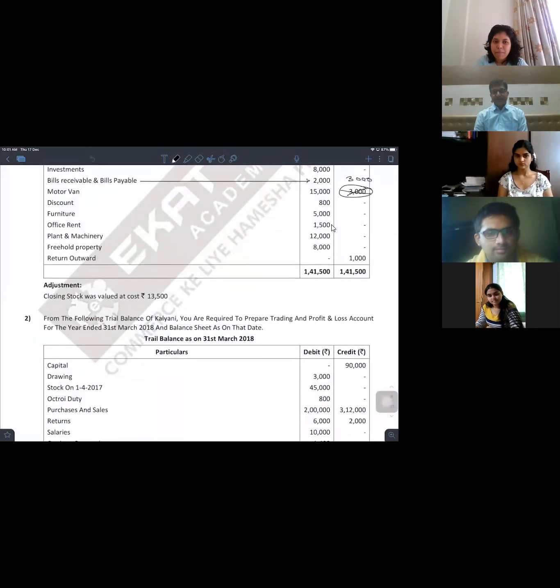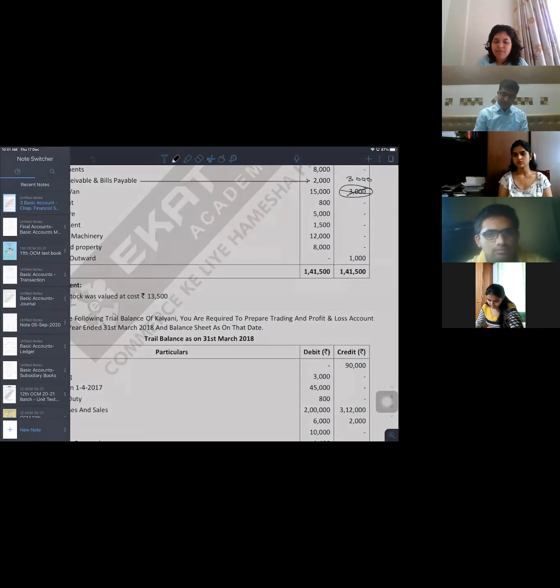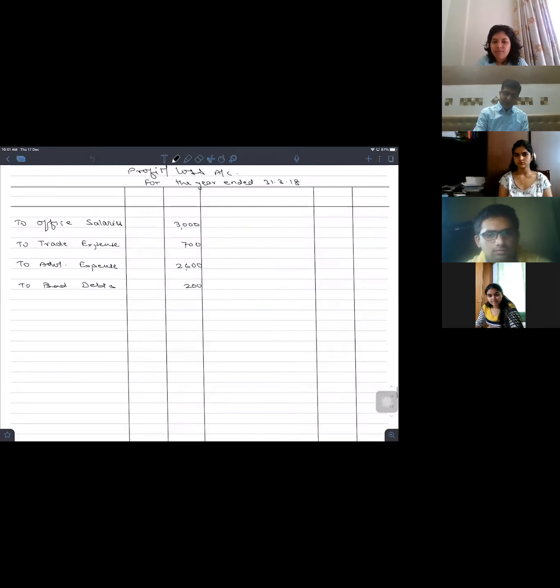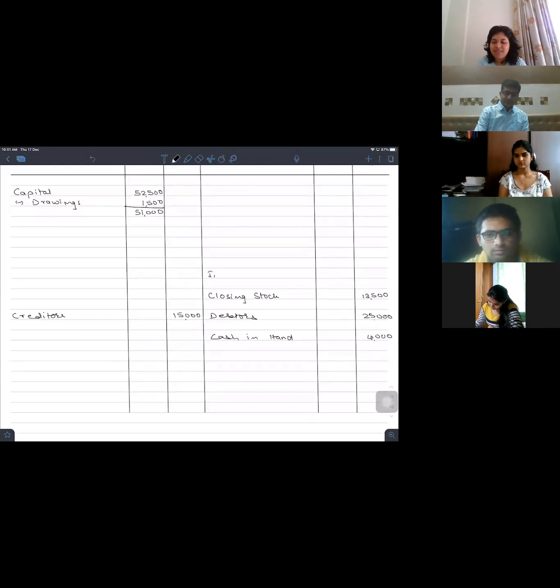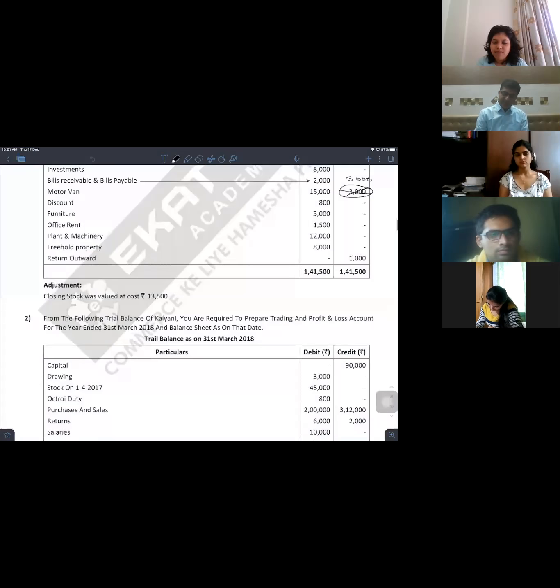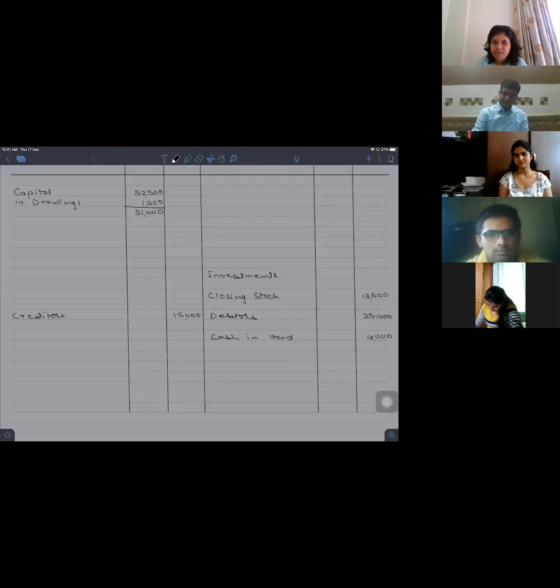Then investments is neither a fixed asset nor a current asset. So it will appear in the balance sheet onto the asset side above the current assets. All right? Yes, Navinya, absolutely correct. आसमान से गिरा और खजूर में अटका. इन्वेस्टमेंट्स कितने थे? खजूर के नाम पे मैं इन्वेस्टमेंट भी भूल गया. 8,000 रुपए.